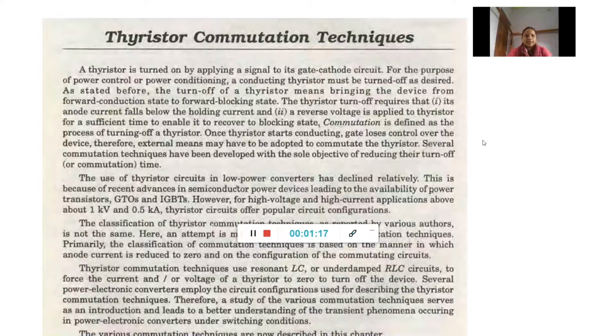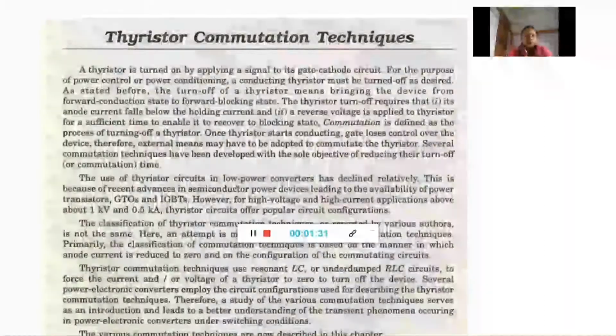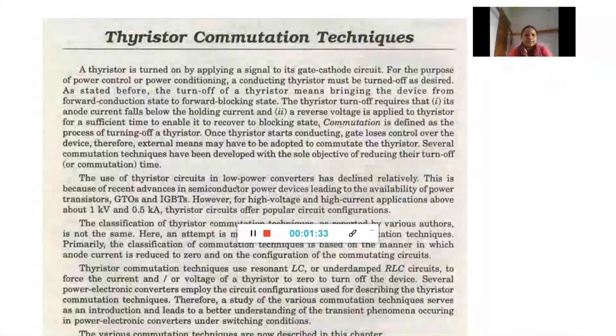So under thyristor commutation technique, we will study different types of commutation techniques by which we can turn off the SCR. Before we go to the gist of this topic, let's begin from some of the basic concepts regarding this thyristor commutation process. Normally a thyristor is turned on by applying a positive gate signal to its gate cathode circuit.